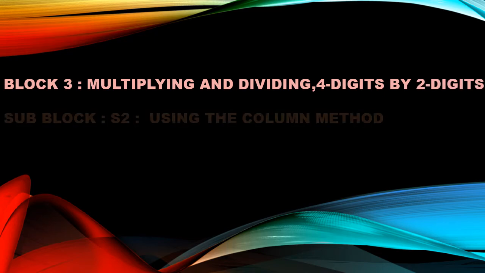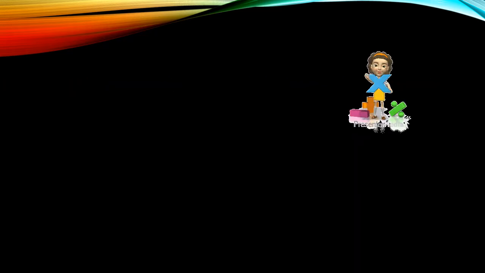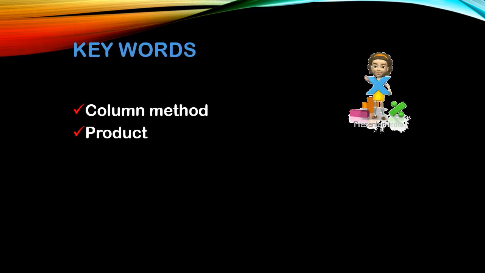Good morning, children. Our topic today is using the column method, that is S2 from block 3. In our previous class itself we have learnt the column method, isn't it? But in our previous class we used the column method to multiply a 4-digit number by a 1-digit number. Today we are going to use the column method to multiply a 4-digit number by a 2-digit number. So these two are the keywords: column method and product.